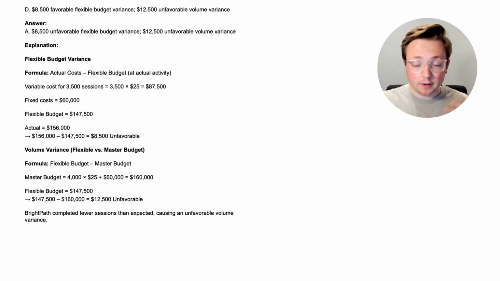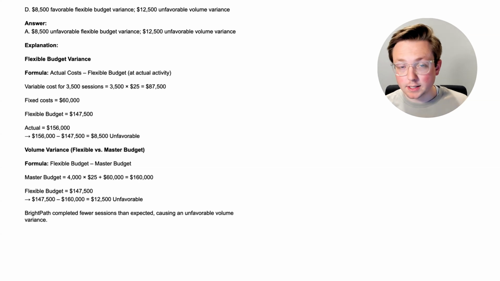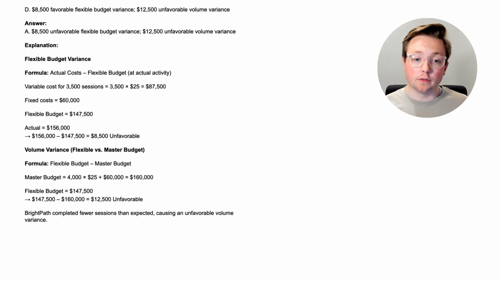So again, this is going to be fairly similar to some of the stuff we've seen so far. First, let's talk about the flexible budget variance. The formula for this is you take the actual costs less the flexible budget, and that was at the actual activity. So variable cost was 3,500 sessions, multiply that by the $25, and that gives you $87,500. The fixed costs were $60,000, and so the flexible budget was $147,500, and that's the variable costs plus the fixed costs.